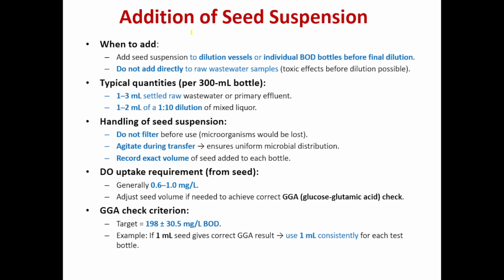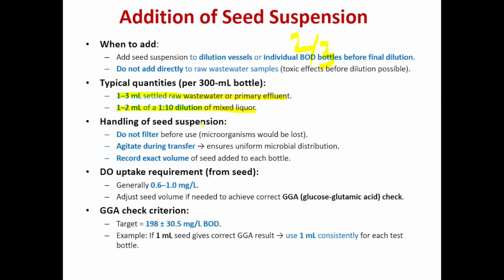Now about seed suspension. We will add seed suspension to dilution vessels or individual bottles before final dilution. It means that when these bottles are two-thirds full, we can add seed at that time. The quantity of seed per bottle is 1 to 3 ml of settled raw wastewater or primary effluent, or 1 to 2 ml of a 1 to 10 dilution of a mixed liquor.